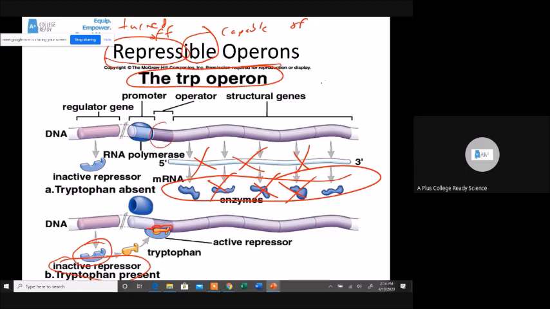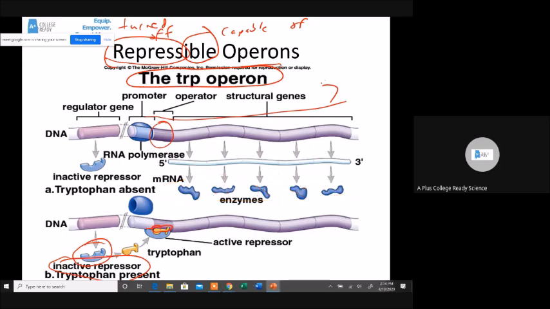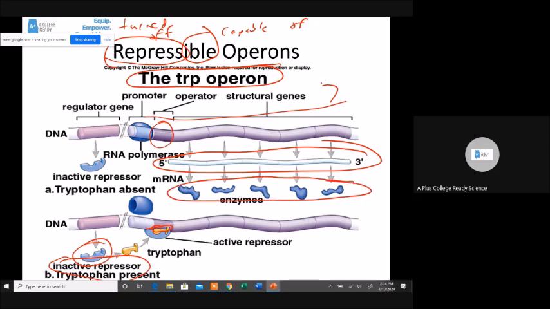And since it's no longer bound to the operator, transcription happens. mRNA is made. It goes out to the ribosomes. It's used by those ribosomes to make the proteins, which then make tryptophan for the bacterial cell. So again, another example of an operon, usually on, capable of being turned off. That's a repressible operon. One more time, an operon is a group of related genes and the other parts of the DNA nearby which help to regulate the expression of those genes. The operon is the main way that bacterial cells go about regulating their gene expression.